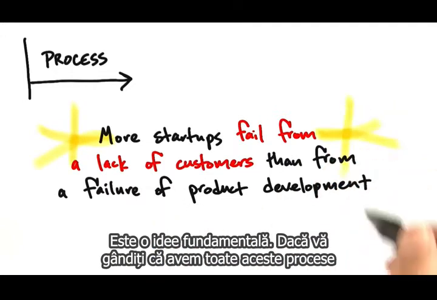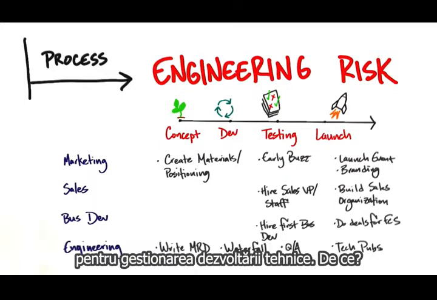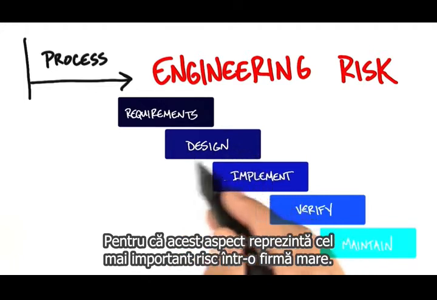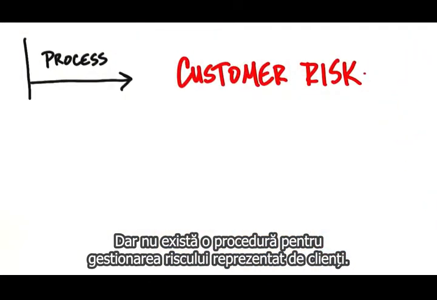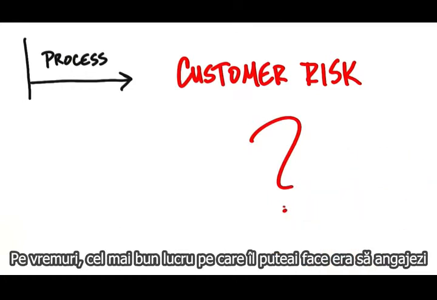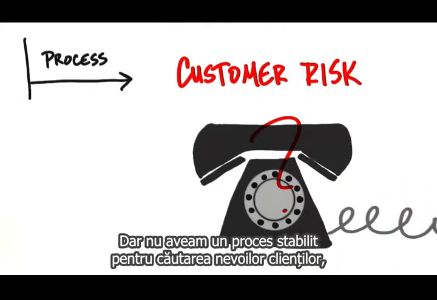That's a big idea. Because if you think about it, we have all these processes to manage the engineering process. Why? Because that is the biggest risk in a large company. But we had no processes to manage the customer risk. In fact, the best we could do, in the old days, was hire a VP of sales who told you, oh, I have a great Rolodex or a great set of contacts. But we really had no formal process for searching for what customers' needs are.